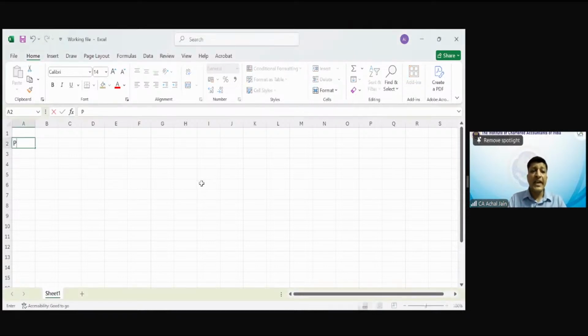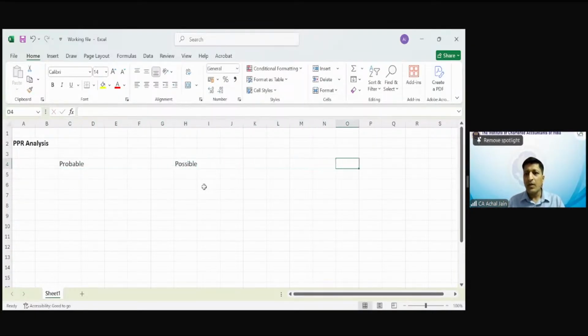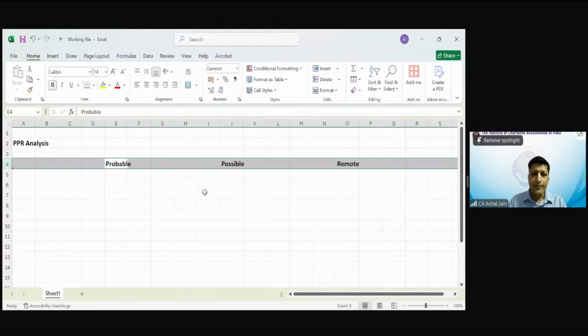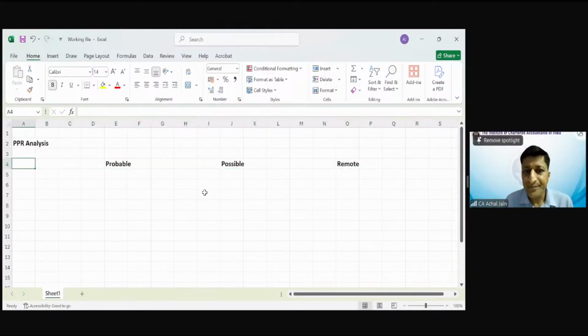Okay. So this analysis is very commonly called PPR analysis. Now, what is PPR? Probable, possible, remote. Okay, so probable, possible, remote. That is what you call PPR. Now, how is this relevant to us? How is this relevant to the accounting requirement? Let's try to understand this.